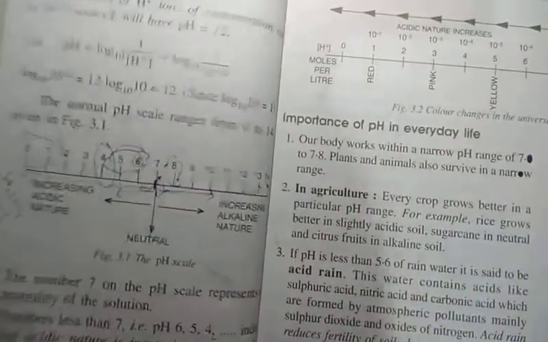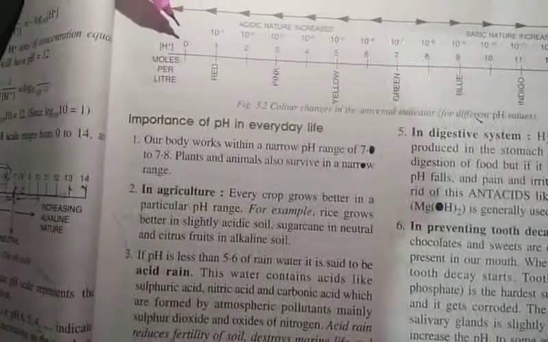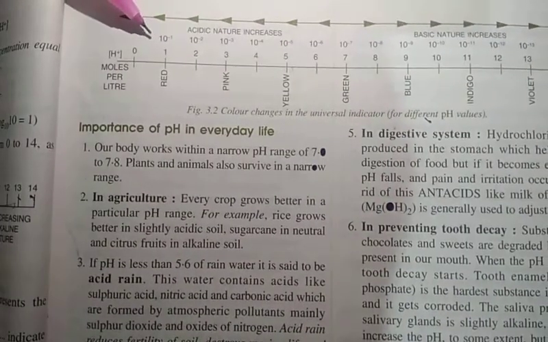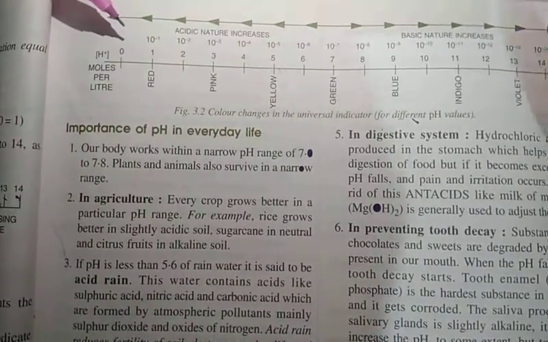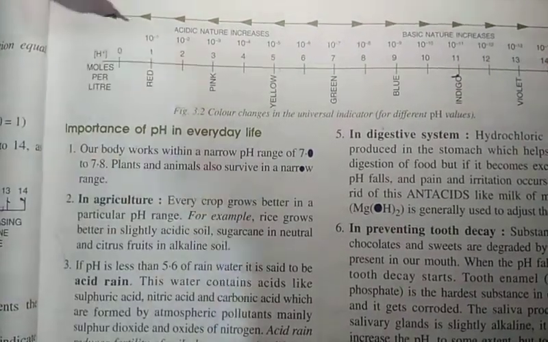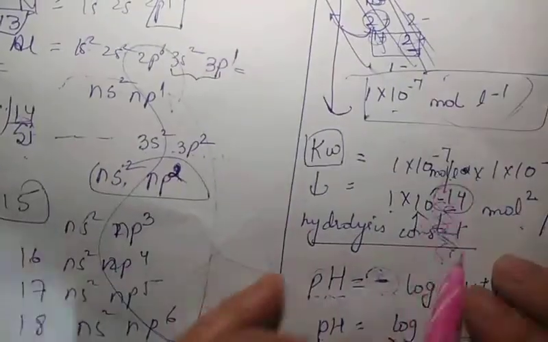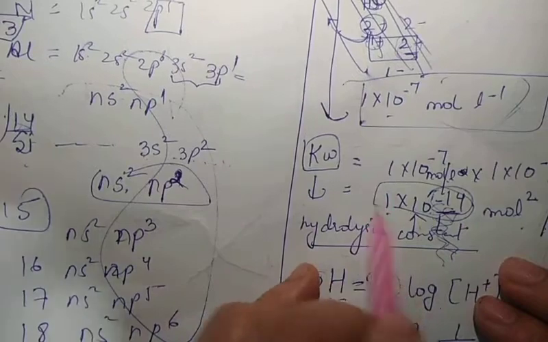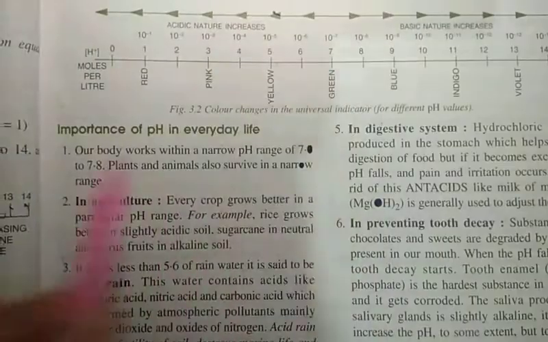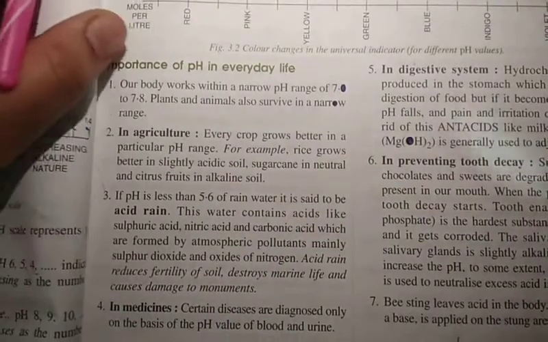This is what they have explained in this. Everything is explained here. They have given the colors. You can see this 10 to the power minus 1, it is going to 10 to the power minus 13, 10 to the power minus 14, and it is the same which I have explained to you here. This ranges from 10 to the power minus 1 to 10 to the power minus 14. Okay. Now, what is the importance of pH in our day-to-day life?